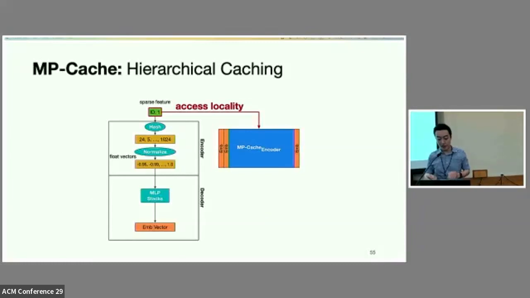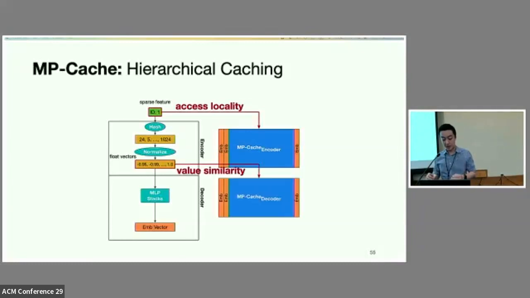So another component that we cover more in depth in the paper is a proposed software cache called MP cache. So at a high level, the cache exploits access locality and value similarity. So this super compute heavy stack doesn't have to be executed for every query. So now let's see how this multi-path execution paradigm works with MP cache.